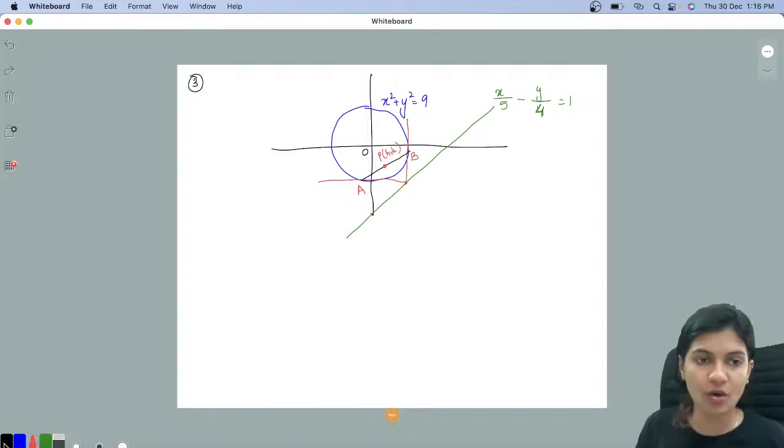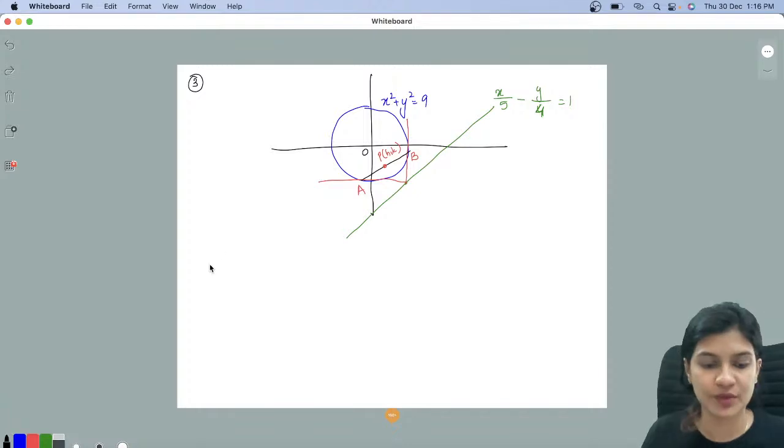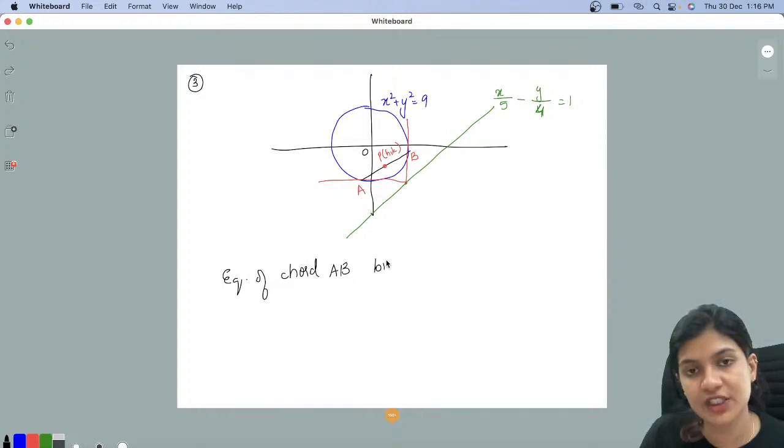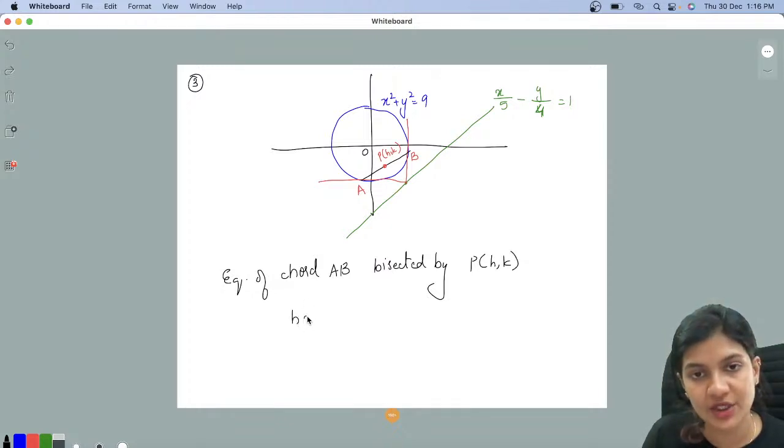So writing down all these explanations, I have the equation of the chord AB, which is bisected by P(h, k). What will the equation of that chord be? hx plus ky equals h square plus k square.